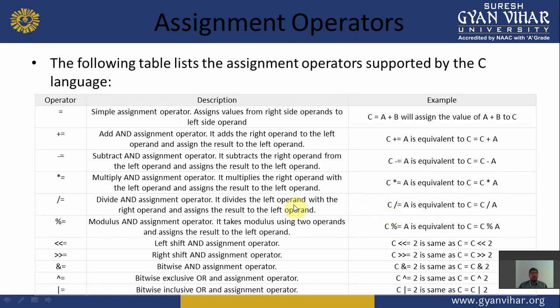now some operators, some functions are also there. Equal to is the assignment operator, plus equal to is the increment operator, like if you write a plus equal to b, then it means a plus b.